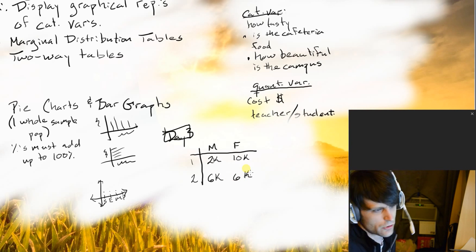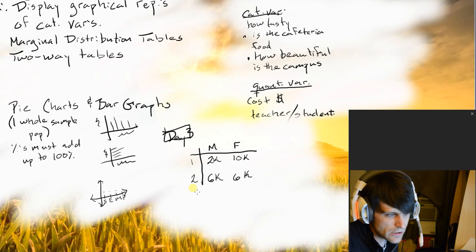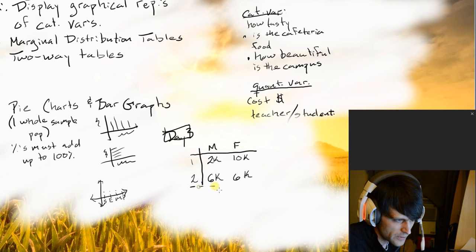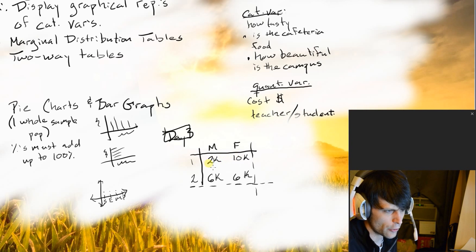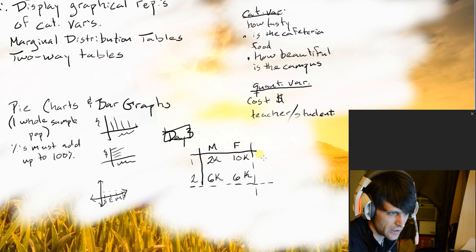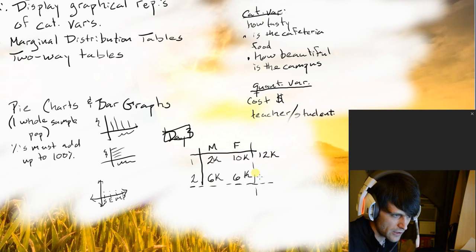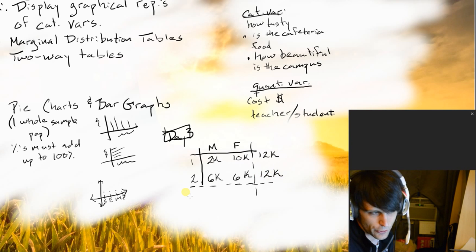Creating a marginal distribution table is really simple, but you need to create some margins here. And so that's what I'm going to go ahead and do. Let's go ahead and make some margins. Pretty simple task. And what we're going to do, first just add down the row here. 2 plus 10 is 12. So we had a total of 12,000 people at concert 1, and we had a total of 12,000 people at concert 2. Now let's add how many total males went to both concerts.